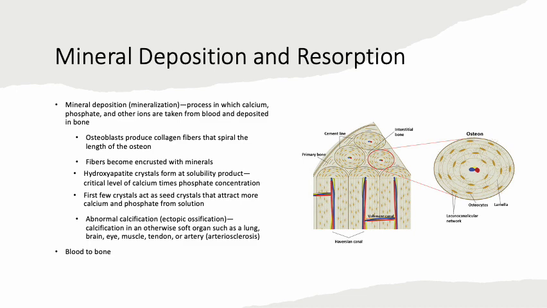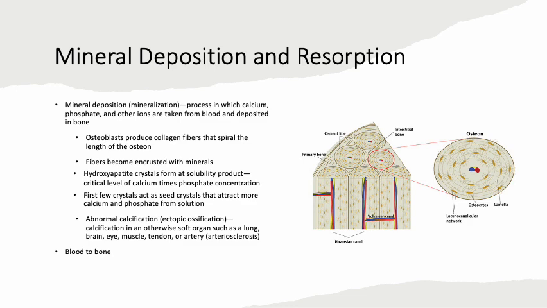So mineral deposition and resorption is just a process in which calcium, phosphate, and other ions are taken from the blood and deposited in the bone, or the other way, taken from the bone and deposited into the blood. So osteoblasts are the builders. They produce collagen fibers that spiral the length of the osteon. They become encrusted with minerals. So any minerals that are floating around will crust all over them and kind of cake on them. And then they will harden over time. And because it's hardened, they're usually stuck in there. They can't just come back out because the bone has hardened.